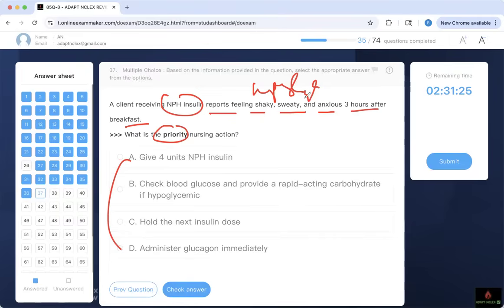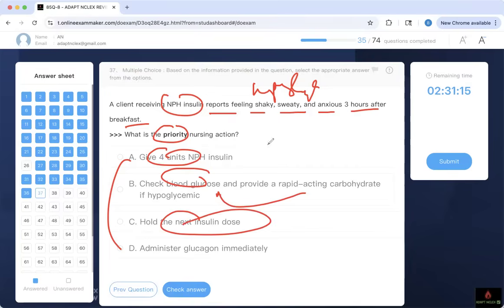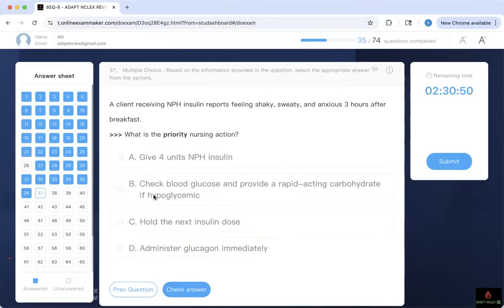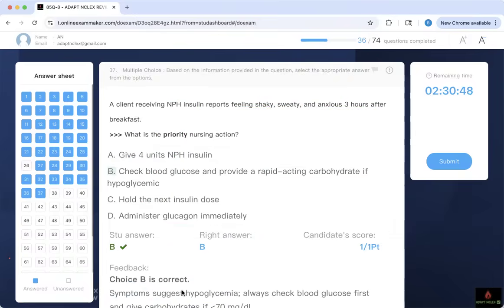If I'm hypoglycemic, would I give you insulin? Negative. Would I check your glucose? And if it's low, I give you some glucose. Would I hold the next dose? I'm not addressing the problem. If you pick this, you are not addressing the problem. Glucagon, the patient is doing what? I'm not telling you the patient is unconscious. Therefore, no need to give them glucagon. What we can do is assess them, and then give them medication.